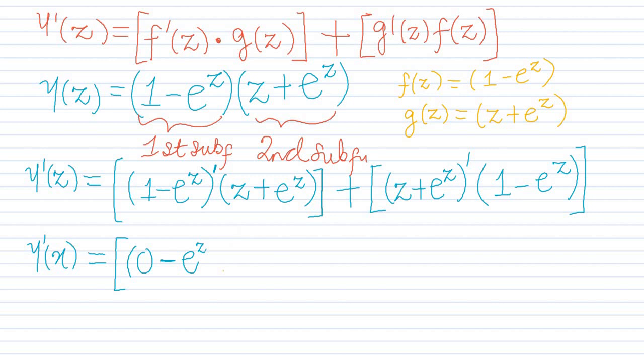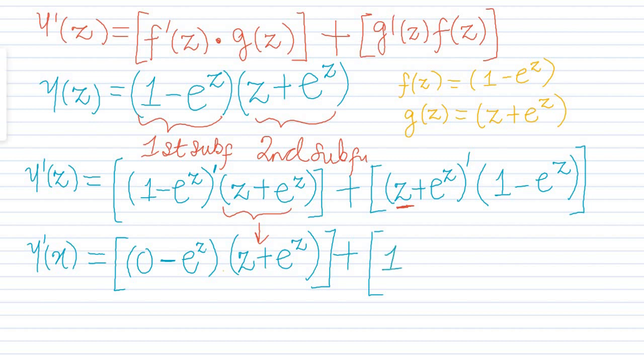So this is this right here, and we just drop down z plus e to the z. Anytime you're not differentiating something, you just drop it down. And yeah, that's it. So we're done with the left side of the plus sign. Now we're going to do the right side of the plus sign. What is the derivative of z? The derivative of z, we know that to be 1. What is the derivative of e to the z? We know that is just simply e to the z.